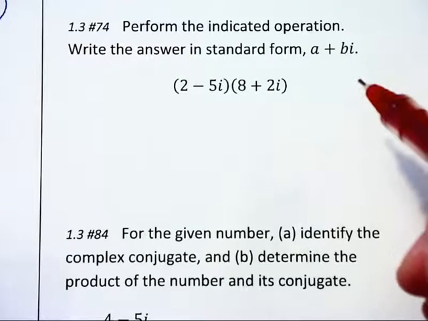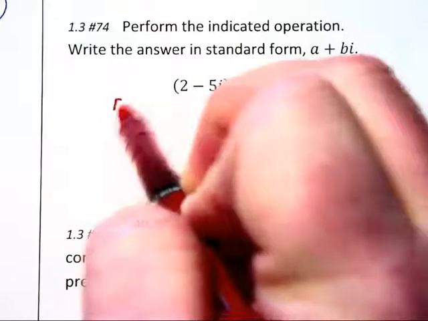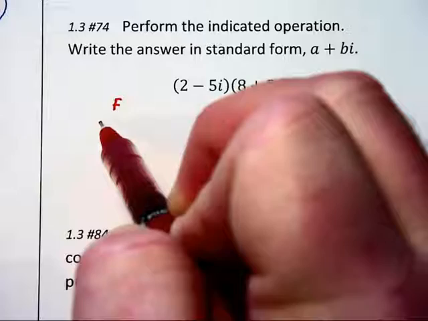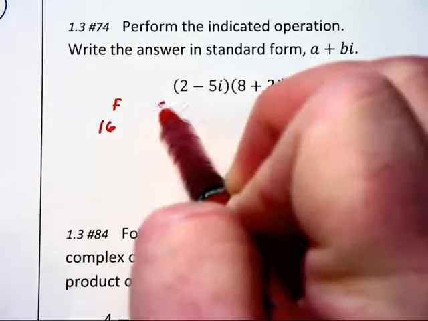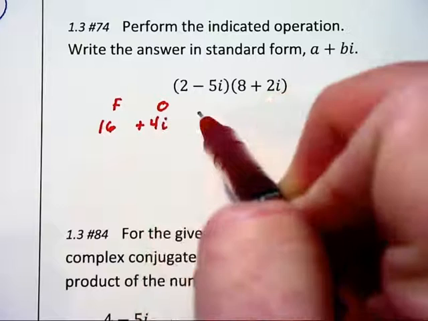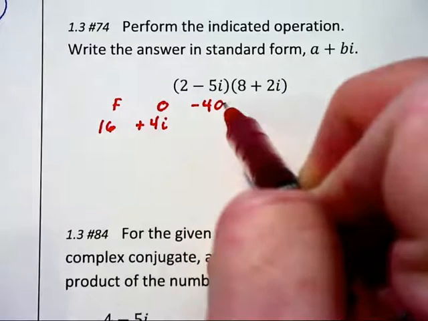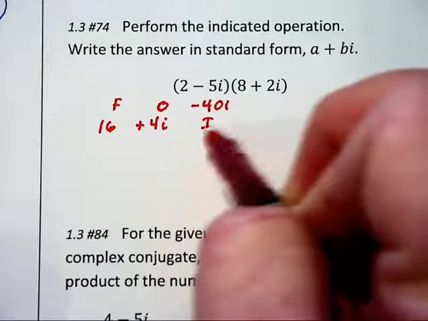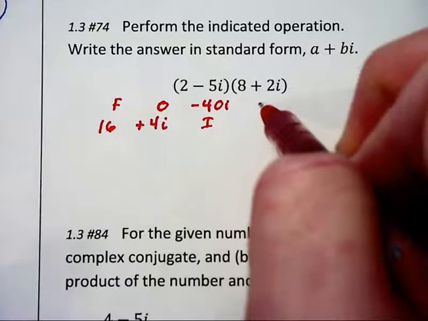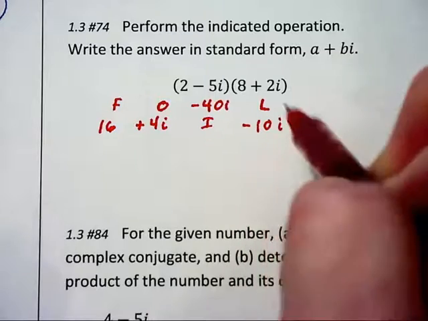In this next problem, we want to use the FOIL property. So the first term of FOIL, 2 times 8 is 16. The outer term of FOIL will become plus 4i. The inner term will become minus 40i. That should have been my i, I'll put my i down below. And then the L term will become minus 10i squared.